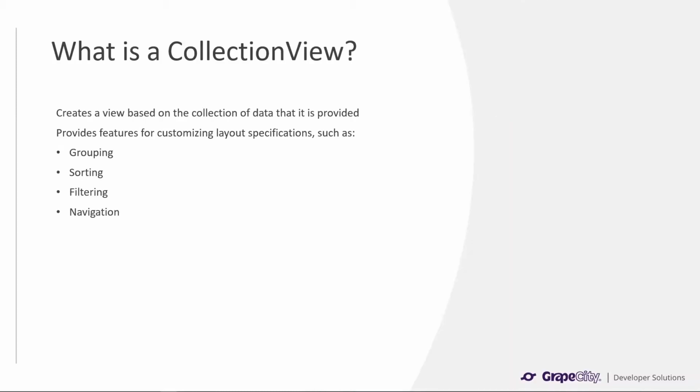So, what is a collection view? Well, to put it simply, a collection view is a class that is designed to take in a collection of data, such as an array of objects, and provide you with different features that allow you to manage and manipulate not just the data, but your users' interactions with said data. Some of these features that collection views provide are things like grouping, sorting, filtering, and navigation, as well as other methods and events that can be fired when your users interact with components that use a collection view as a data source.